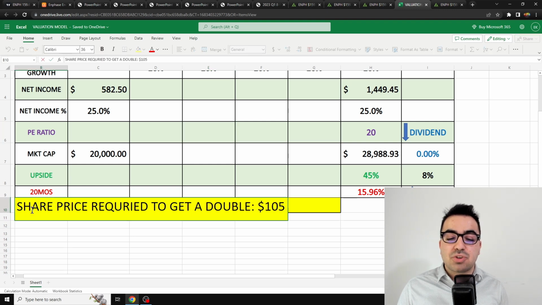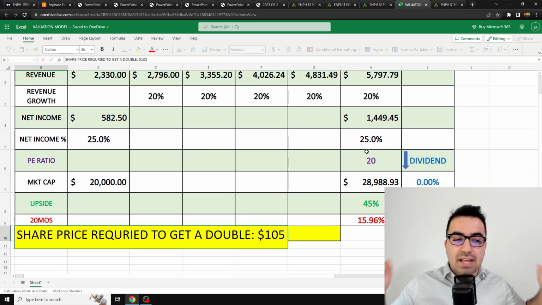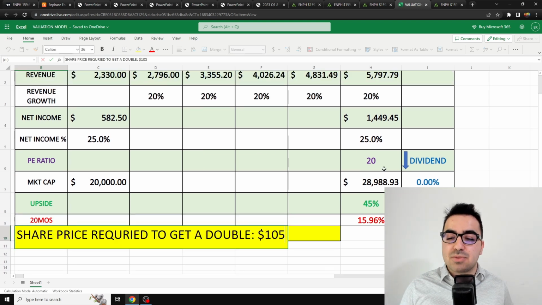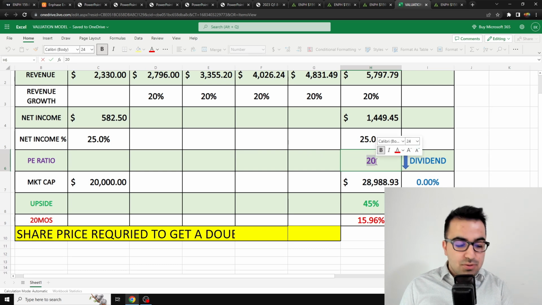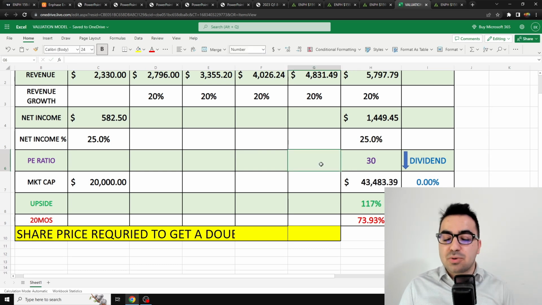Now, the share price required for me to get a double on Enphase, on the worst case scenario, this is not the best case scenario. The best case scenario, maybe Enphase goes to net income margin of 30%, maybe it trades back at 30 times earnings. I mean, if you put in 30 times earnings for Enphase, you're getting 117%. Maybe it grew revenues more. So I can't really predict those things.